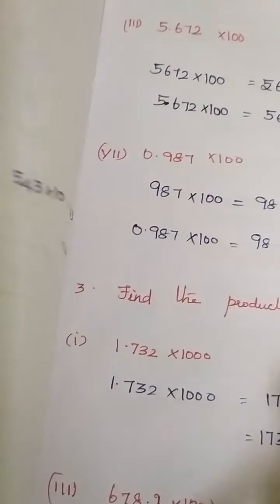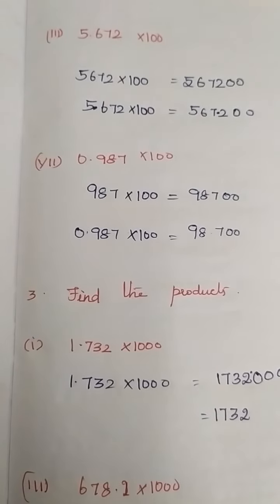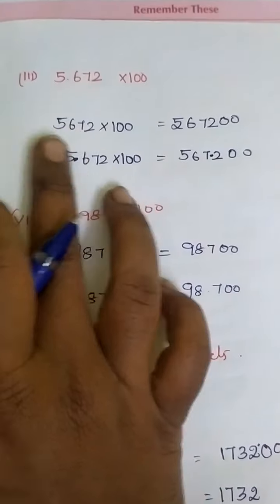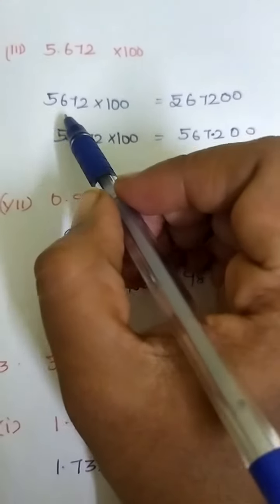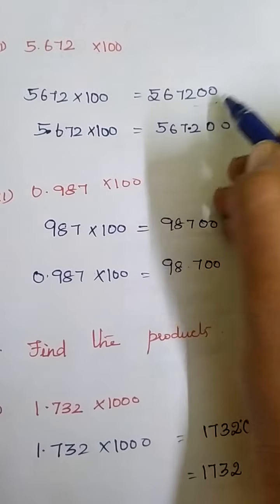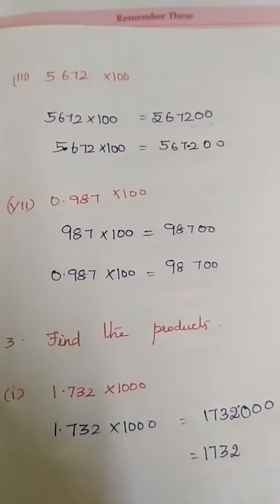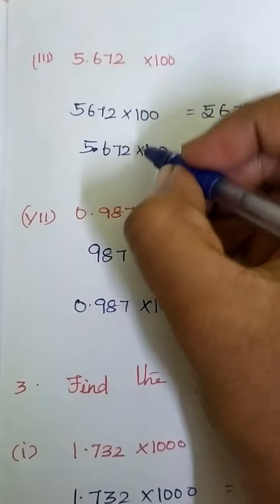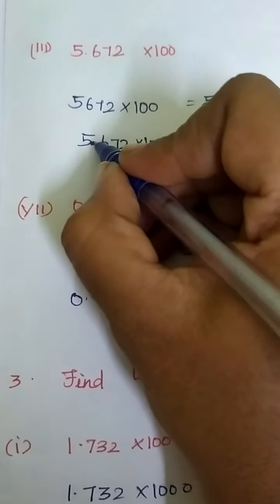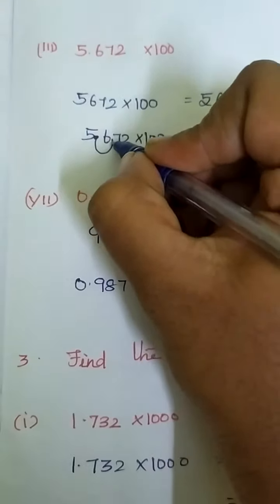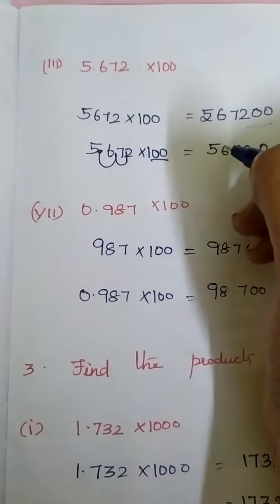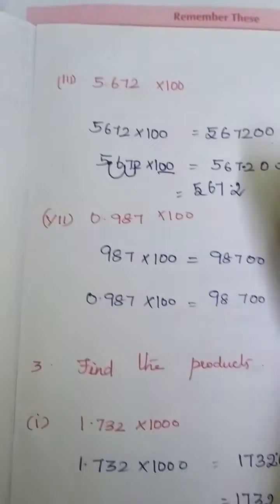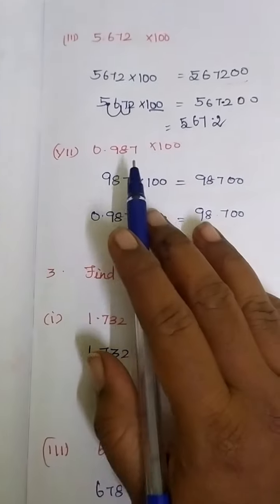Is it clear? Third subdivision, 5.672 multiplied by 100. If you multiply a number without a decimal point, how will you do it? 5672 multiplied by 100 means you include 2 zeros at the end. If it has a decimal point, what will you do? 5.672. How many zeros were there? 2 zeros. So you move this decimal point 2 steps. 1 step, 2 steps. So your answer is 567.2. Is it clear?